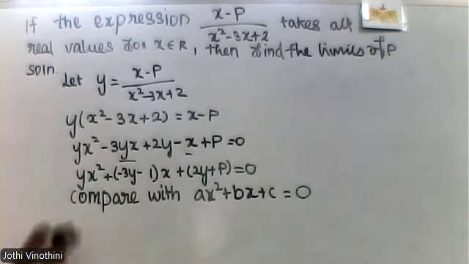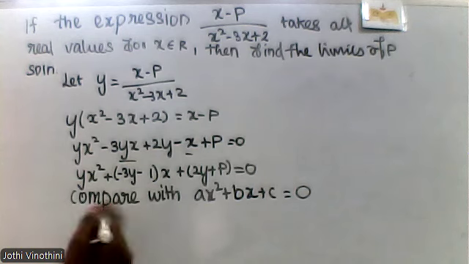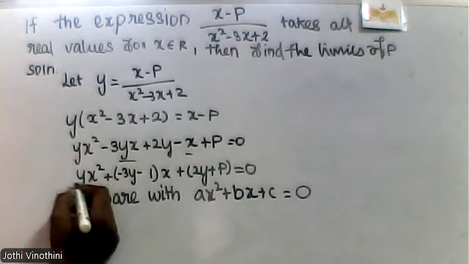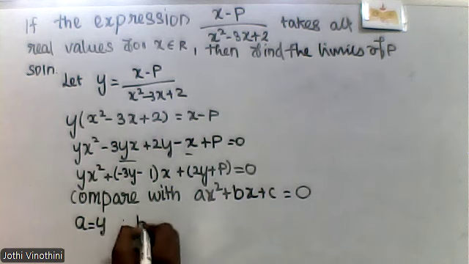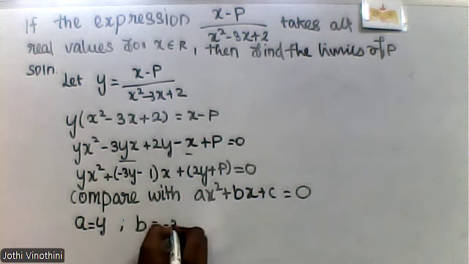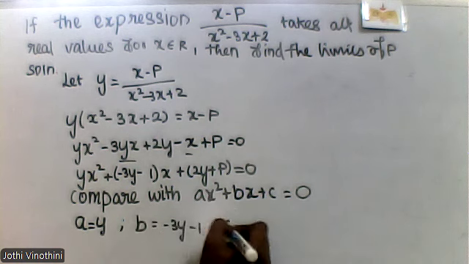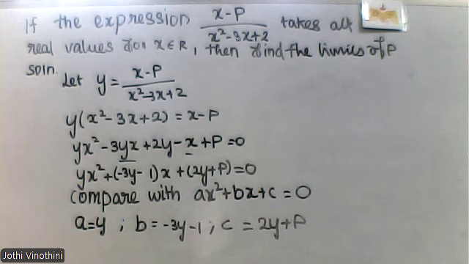Who is the coefficient of x squared here? So a equals y. Similarly, b is the coefficient of x. Here the coefficient of x is minus 3y minus 1. C is the constant. C equals 2y plus p. Okay? I will give you a minute so that you can copy this and we will move to the next step.